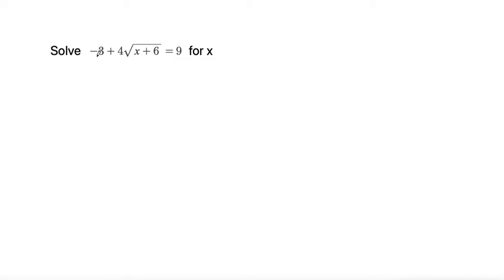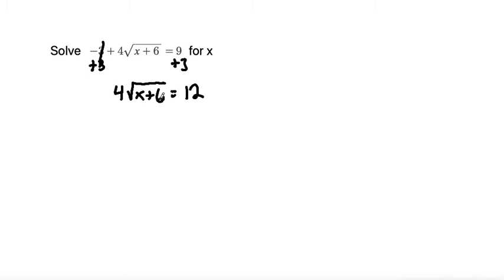But since we have this negative 3 term over here by itself, we can combine it with its like term, which is the 9, by adding 3 on both sides. From here, we would have the negative 3 and the positive 3 cancel out to go to 0. And we would have 4 times the square root of x plus 6 is equal to 9 plus 3 is 12.